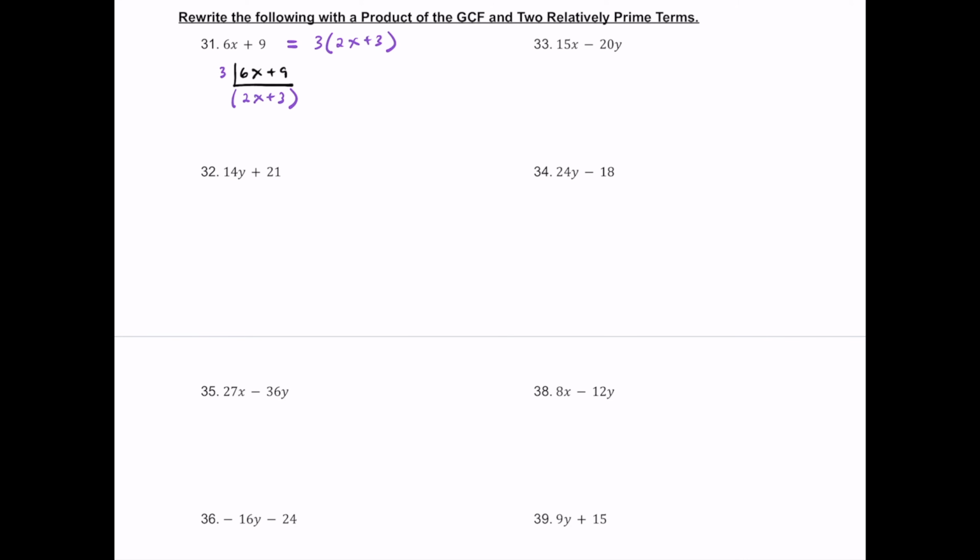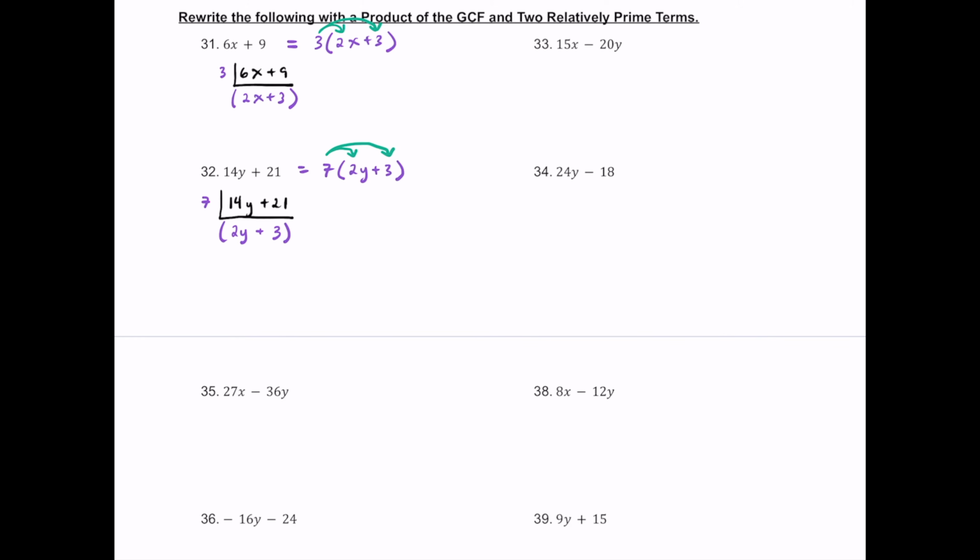For this 14y plus 21, I'm thinking we have a common factor of 7 here, so I'll put a 7 on the outside. 7 times 2y is 14y, and then 7 times a positive 3 gets you 21. Give these relatively prime terms a hug, and we have 7 times the quantity of 2y plus 3. Again, feel free, if you wanted to check these, you can totally distribute and go the opposite way, to see if we get what we started with, and you'll see that it does work out.